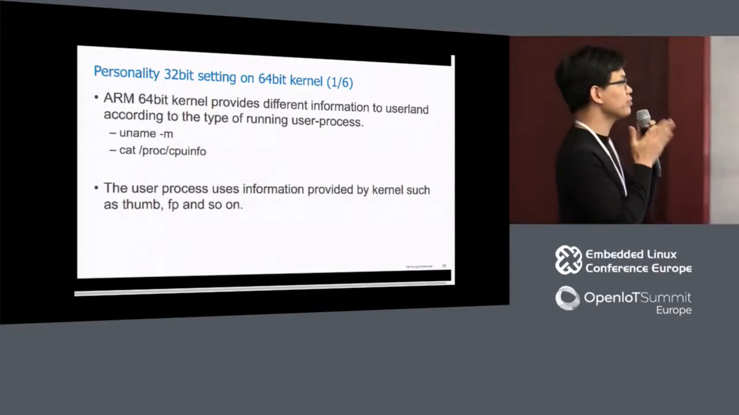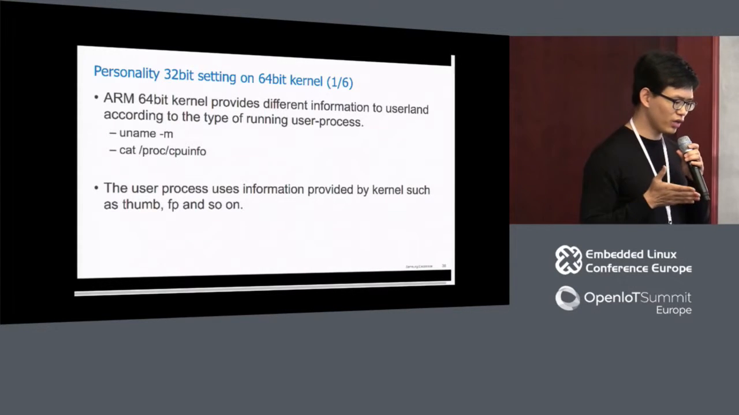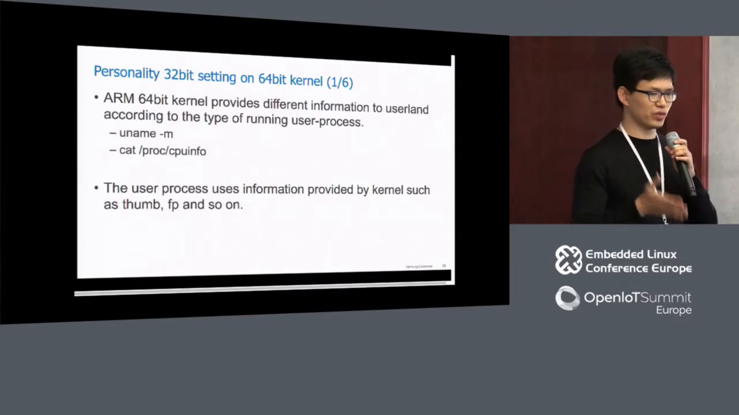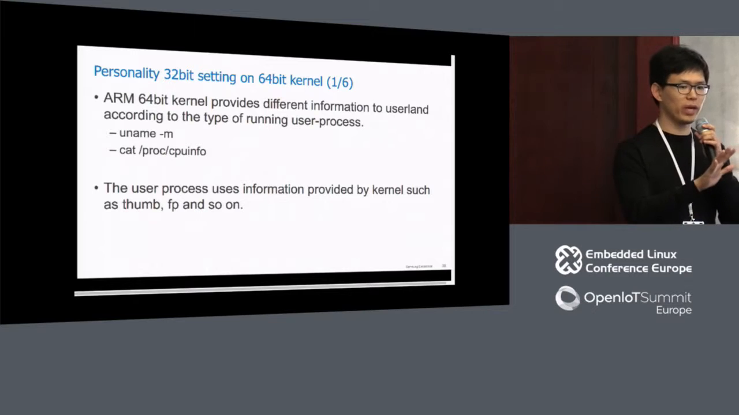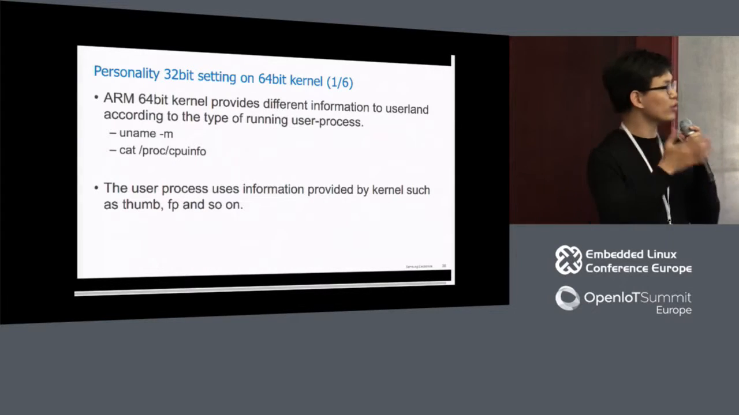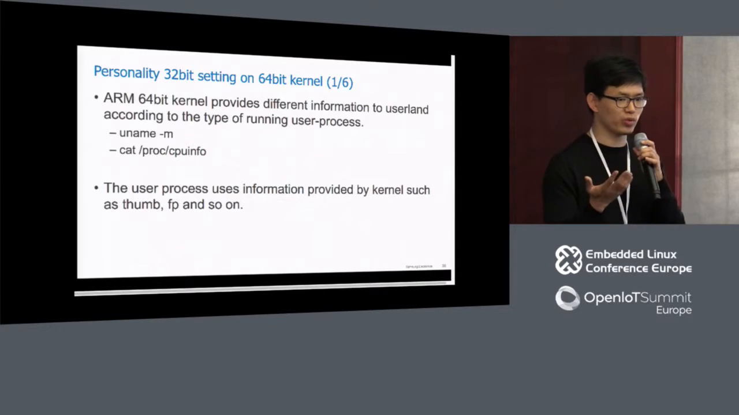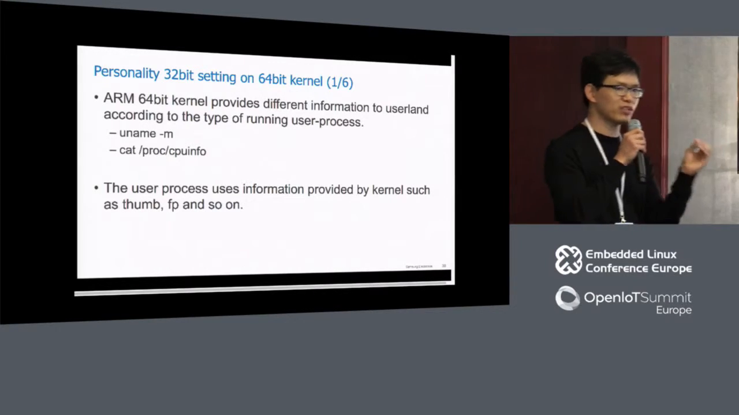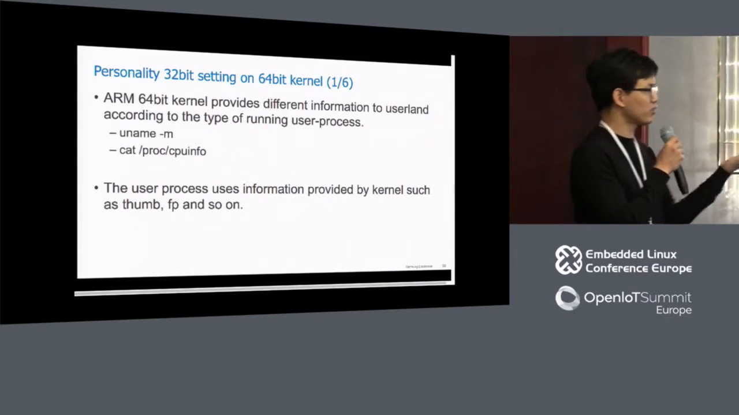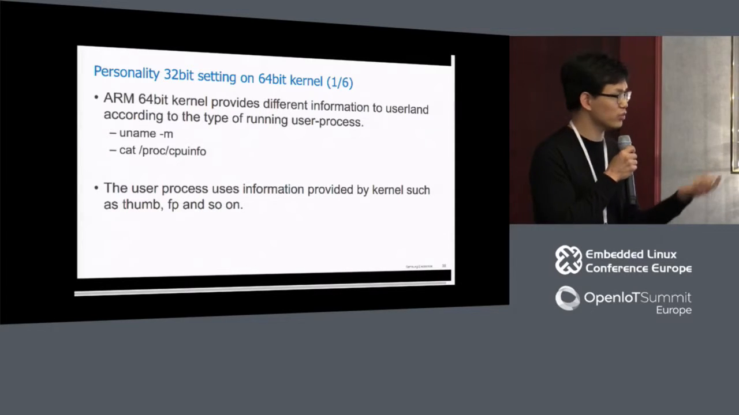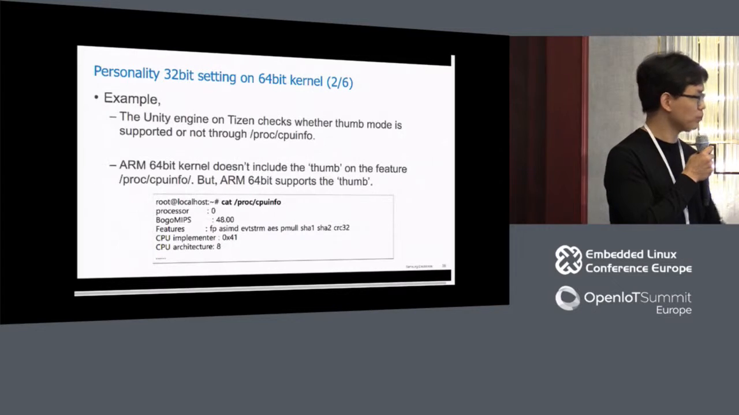The first is the personality 32-bit setting. As I already said, the 64-bit kernel supports the old features for 32-bit, but the 64-bit kernel provides different information to user space according to the type of running process, 32-bit or 64-bit. Sometimes the user process needs to use this information provided by the kernel, such as whether some features are supported, like FP. So I added an example on the next page.